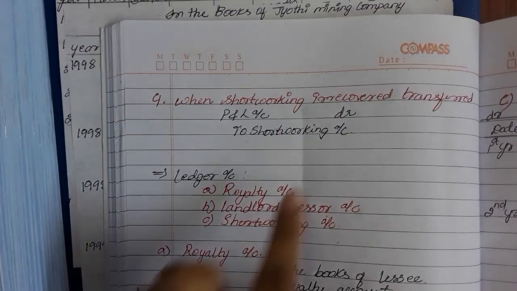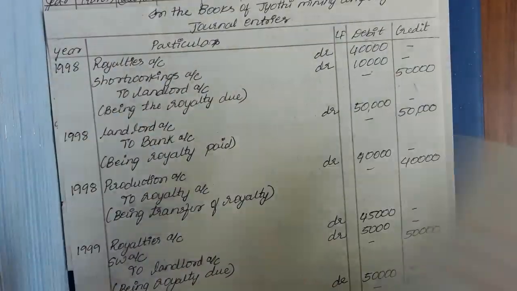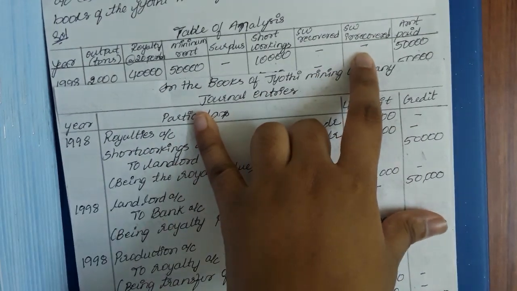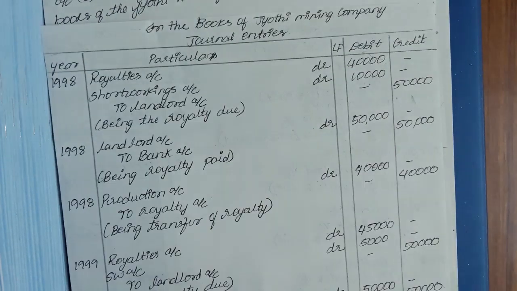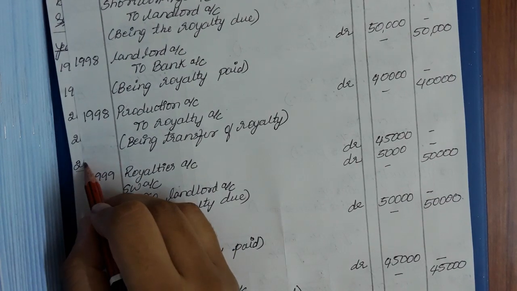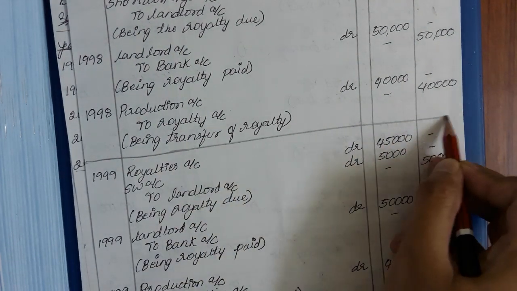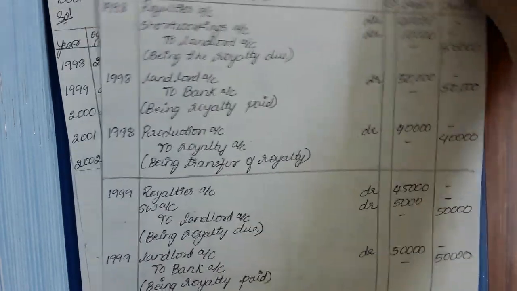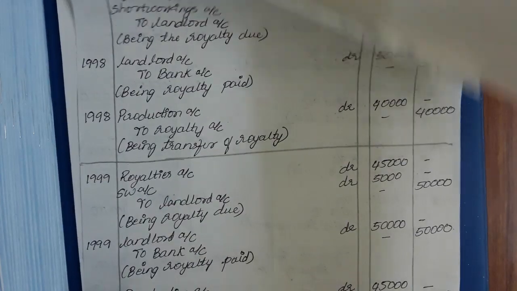In without minimum rent, what is the fourth entry? See here, when irrecoverability of short workings. Is there any irrecoverability in the first year? No irrecoverability. So for the first year 3 entries are over. Of the 4 entries, we made only 3 entries for the first year. The first year is over. We need to see for the second year.